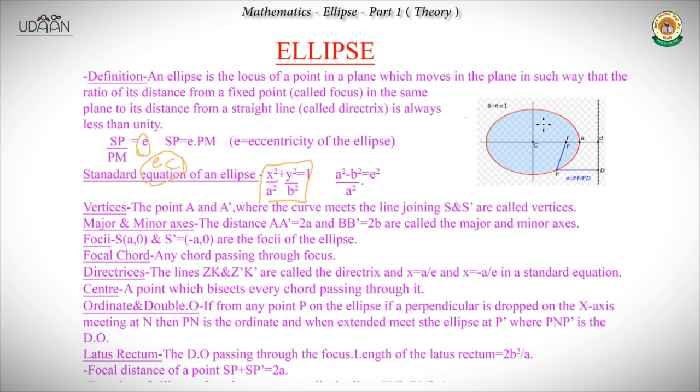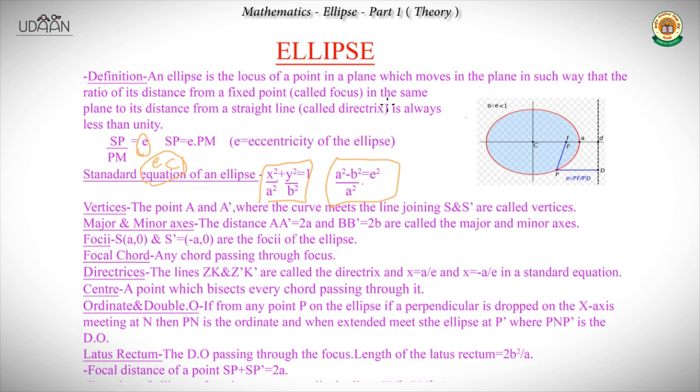We know that in an ellipse there are two axes, known as the major axis and the minor axis. The major axis is the x axis and the minor axis is the y axis. So the standard equation is derived in such a way, with the major axis along the x axis and the minor axis along the y axis, and e square equals a square minus b square by a square.